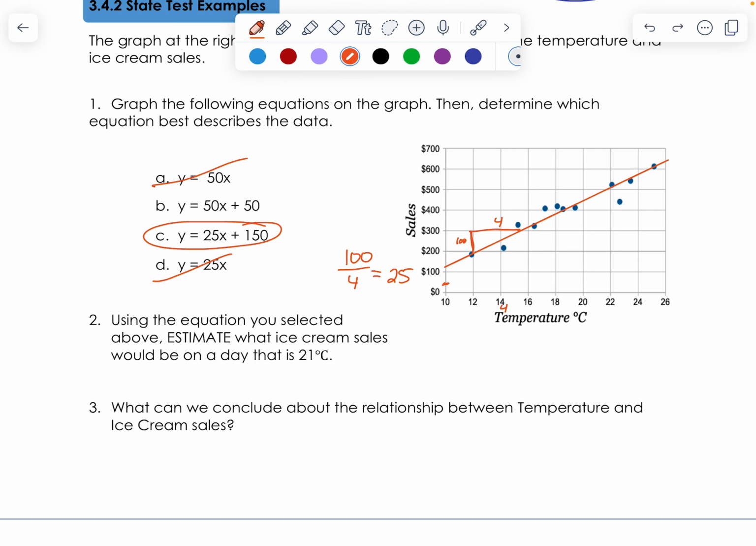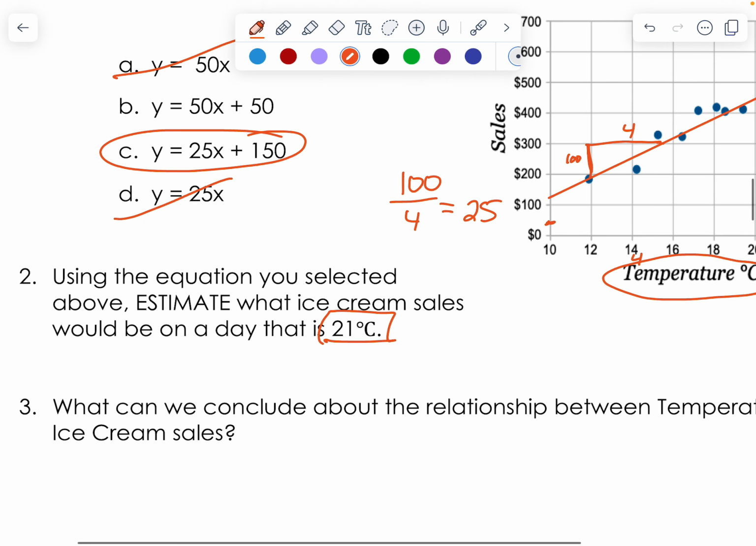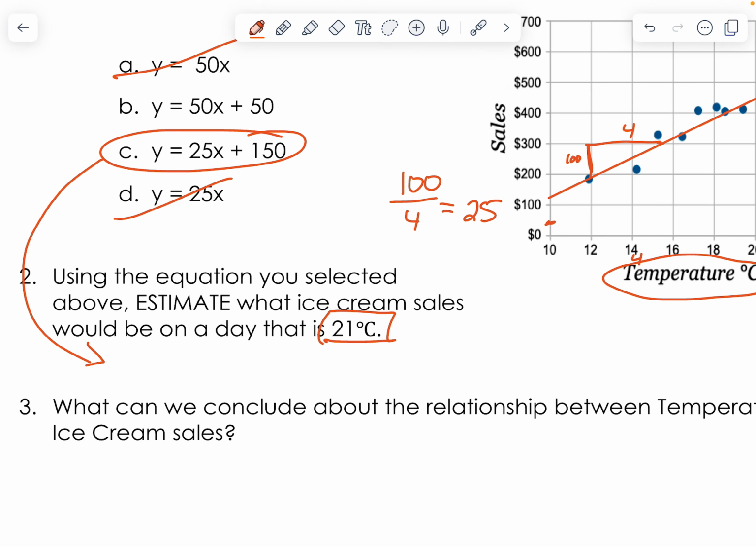And then it says, using the equation you selected above, estimate what ice cream sales would be on the day that's 21 degrees Celsius. Okay, well, temperature is on the x-axis. So we're going to use this equation, y equals 25x plus 150. And we're going to take that temperature, 21 degrees Celsius, plug it in there, add 150.